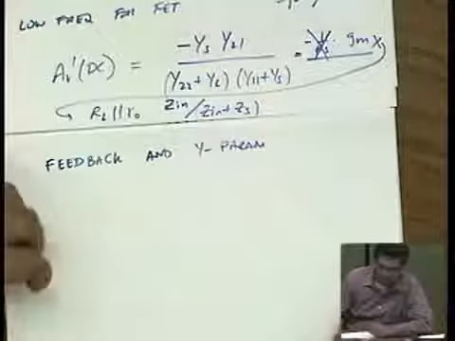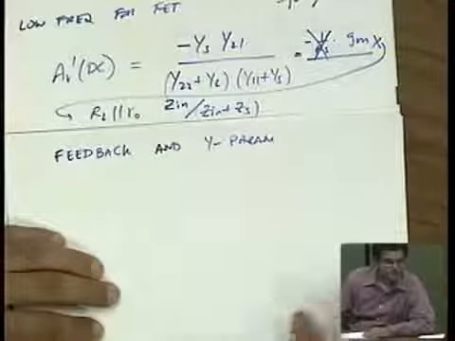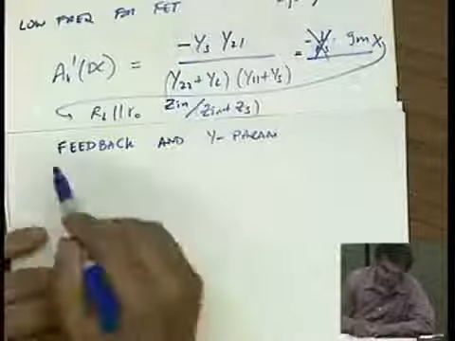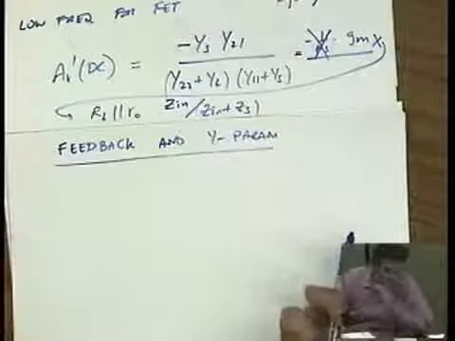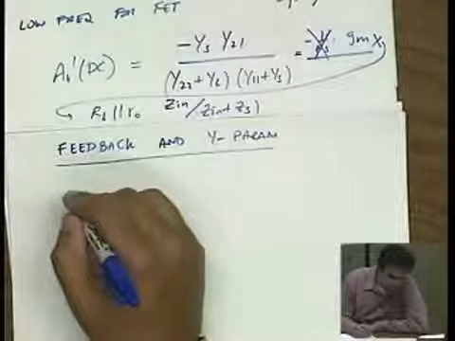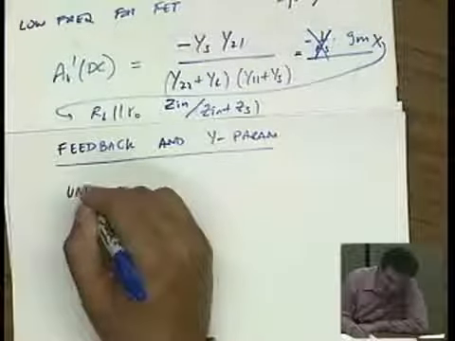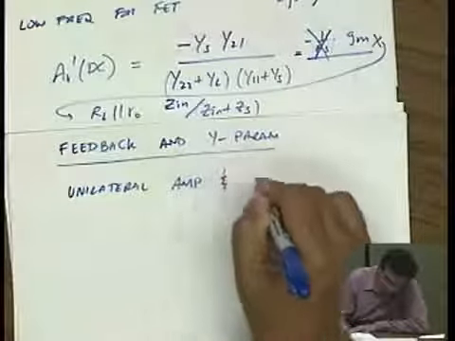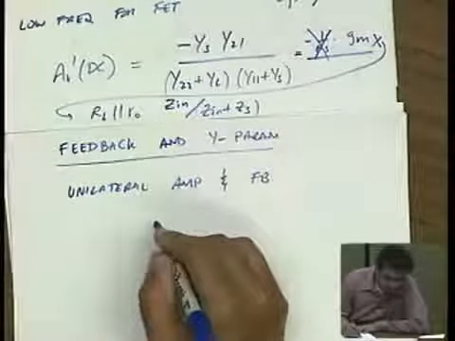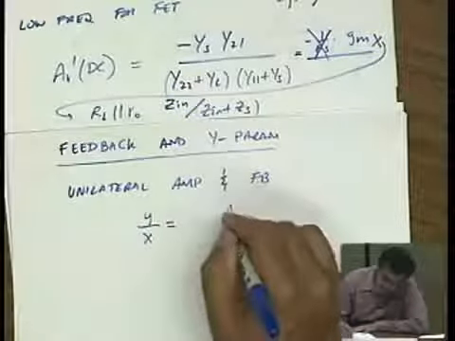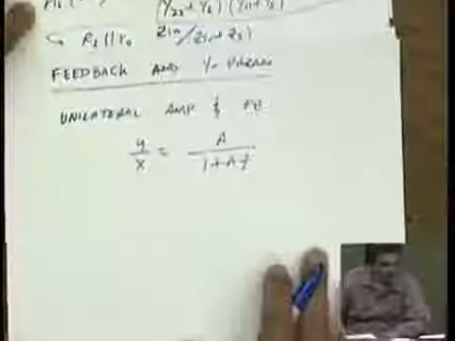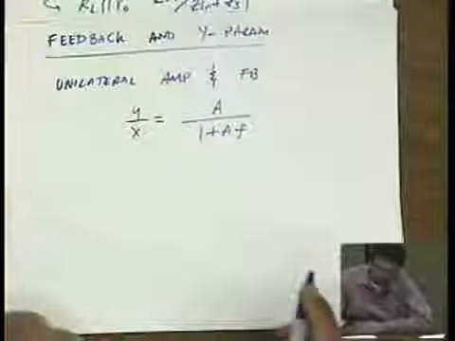Now, we use y parameters when we use shunt feedback. In particular, the first homework problem that you worked on can be nicely attacked using y parameters. We know that in a feedback system, if we have a unilateral amplifier and then we have feedback, the closed loop gain is simply A over 1 plus AF, where A is the unilateral forward gain and F is the feedback factor.